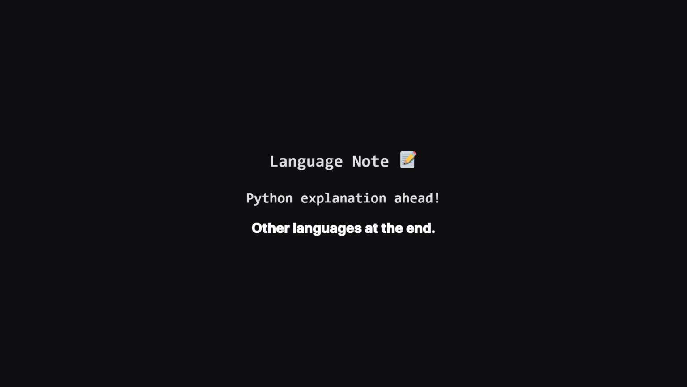Just a quick heads up. We'll be walking through the solution using Python. But don't worry if that's not your main language. The logic is what's important, and I'll show the full code for Java, C++, and JavaScript at the end.